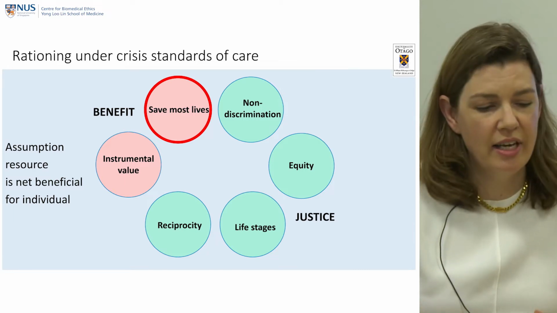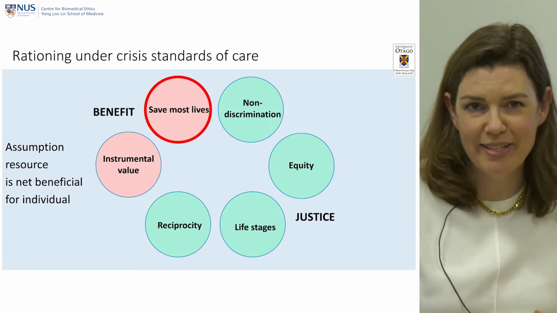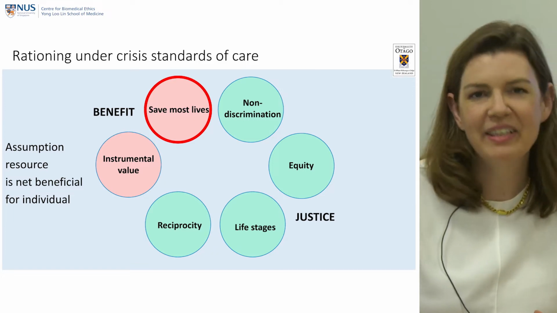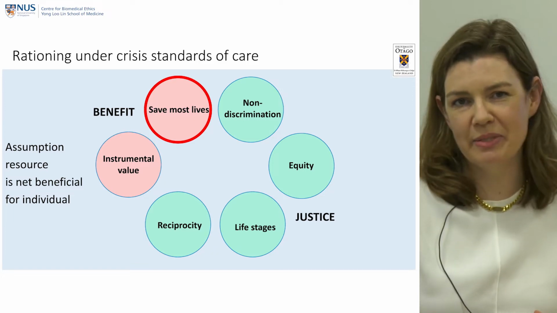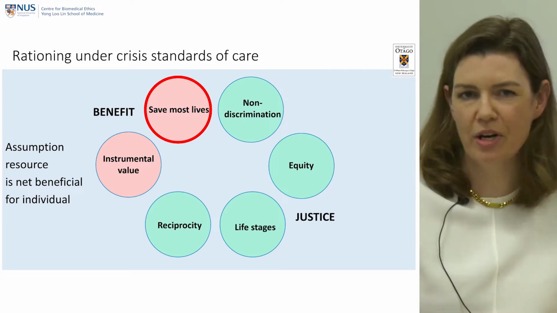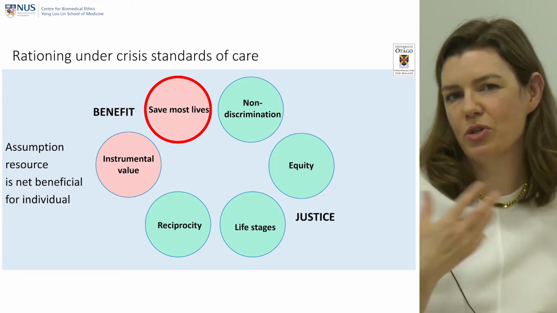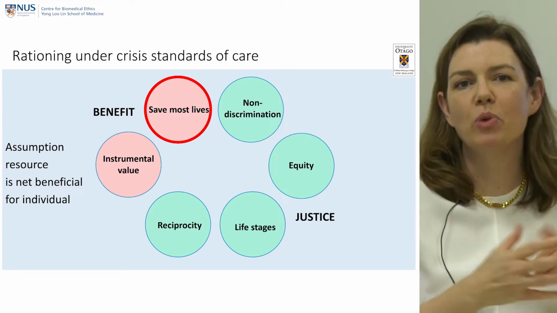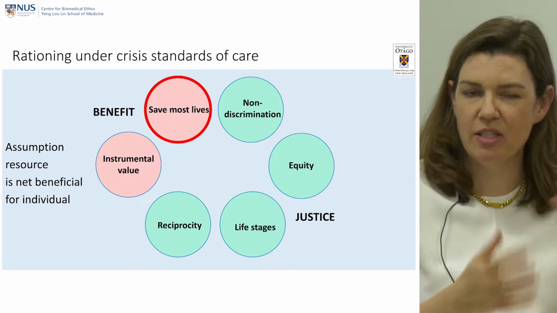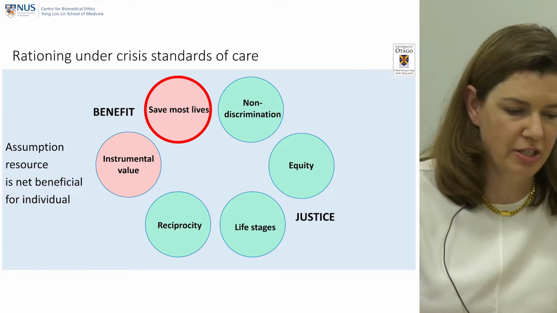Life stages refers to the idea that we should be fairly entitled to a relatively equal amount of life. So if we were comparing two patients with similar health status, one who was 25 and one who was 75, the 75-year-old has already lived a fair proportion of their natural or expected lifespan. So we should give priority to the younger patient.